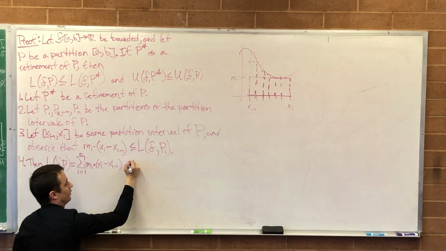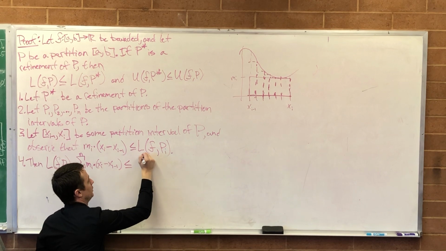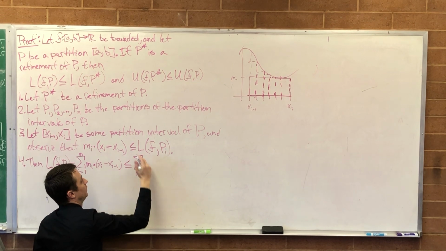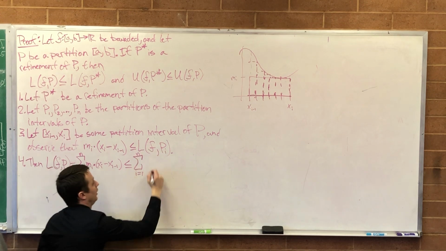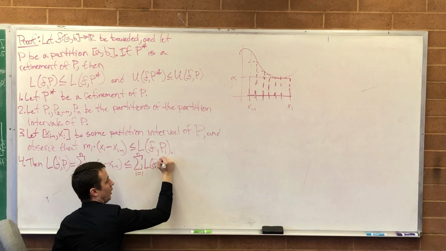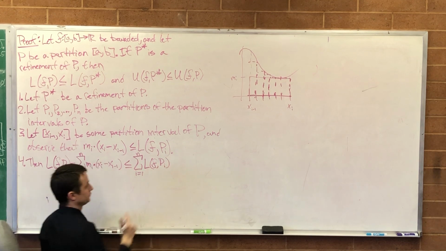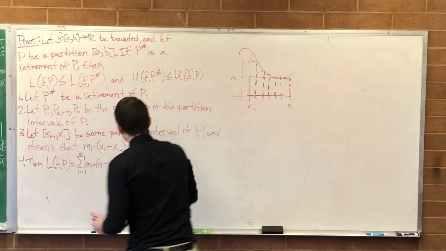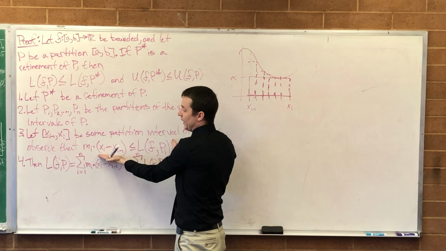That is going to be less than or equal to the sum from i equals 1 to n of the lower Darboux sum, where we use p sub i. Right? The sum of the lower Darboux sum? You were comfortable with what we had on this line, right?